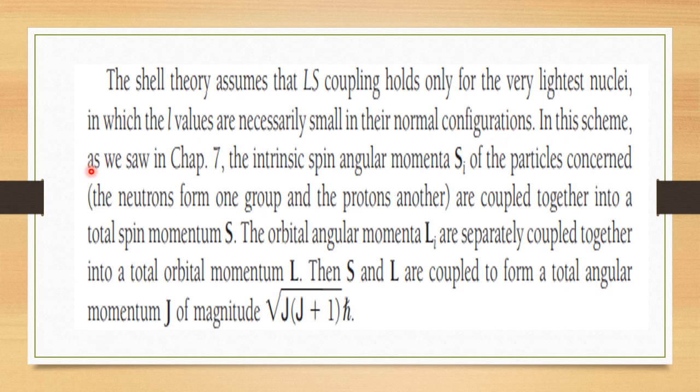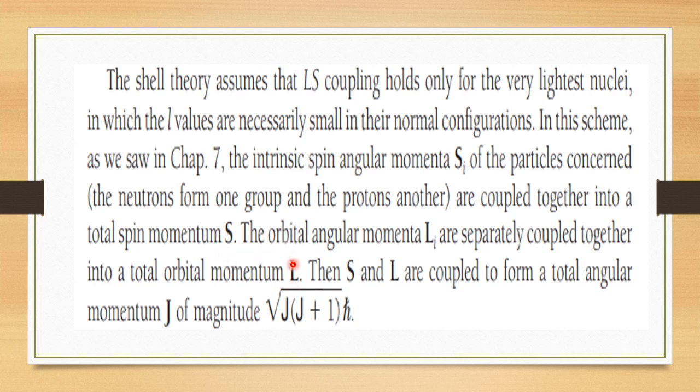So in this scheme, the intrinsic spin angular momentum Si of the particles, the individual spin angular momenta of the neutrons from one group and protons from another, which independently have different Si, are coupled together into a total spin angular momentum S. So the individual spins of the nucleons combine together to form S, the total spin momentum. And the orbital angular momenta Li, these individual orbital angular momenta, are separately coupled together into the total orbital angular momentum L.